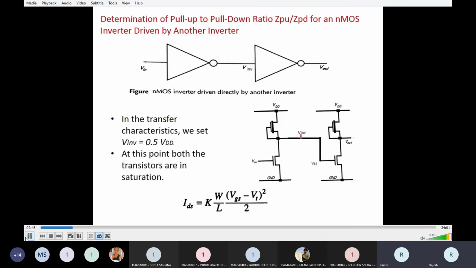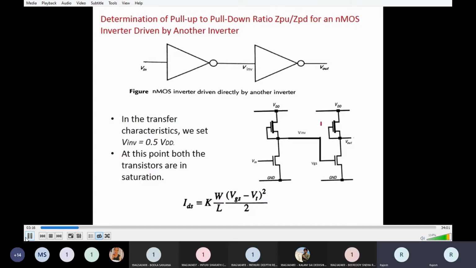Nothing but V invert is equal to VGS. Now we are going to derive Z pull up to Z pull down of this inverter 2. In this, these two transistors are assumed to be in the saturation region. In saturation region, the current equation is given by K into W by L into (VGS minus VT) whole square divided by 2. This equation, the drain current equation, we have already derived.